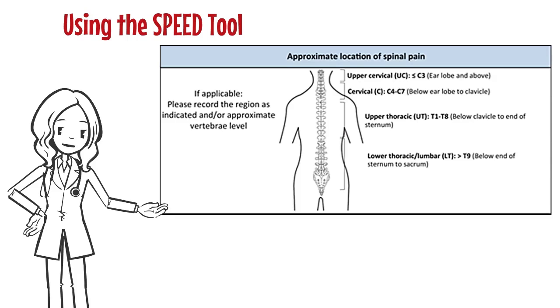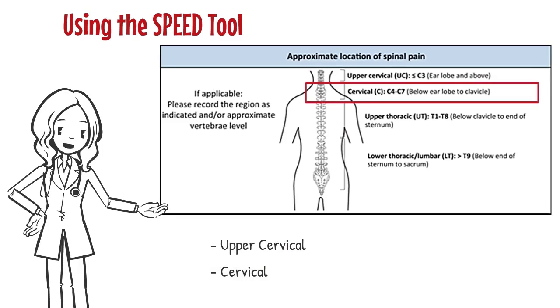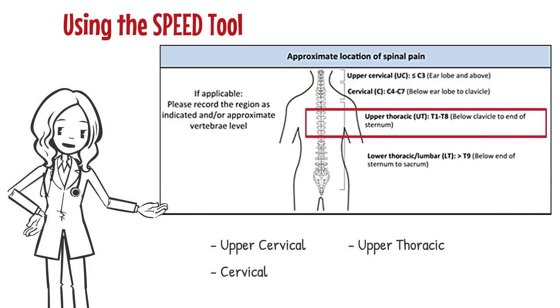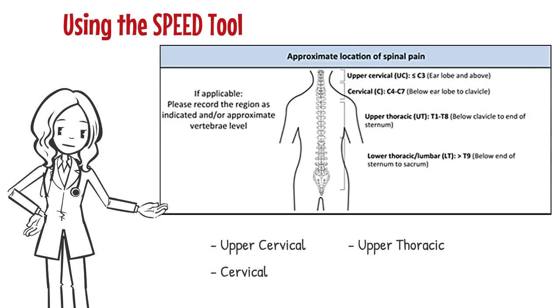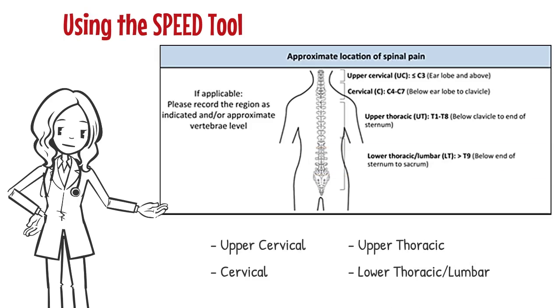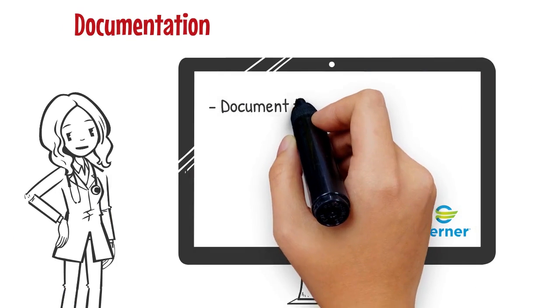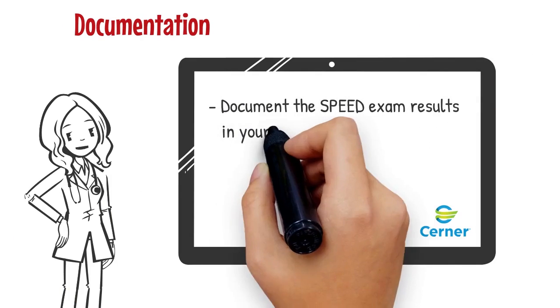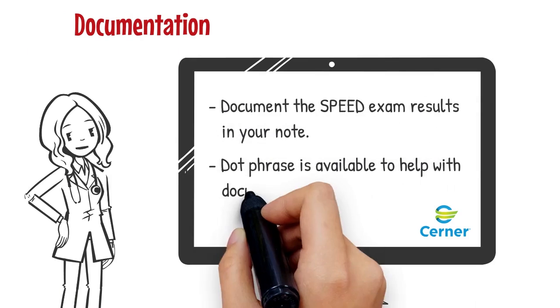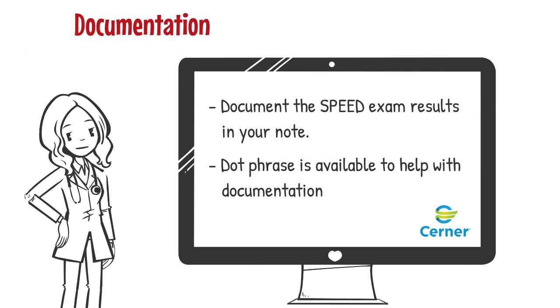upper cervical, earlobe and above; cervical, below the earlobe to the clavicle; upper thoracic, below the clavicle to the end of the sternum; and lower thoracic and lumbar, below the lower end of the sternum to the sacrum. Make sure that you document the results of the SPEED exam in your note. A dot phrase is available to help you with this determination.